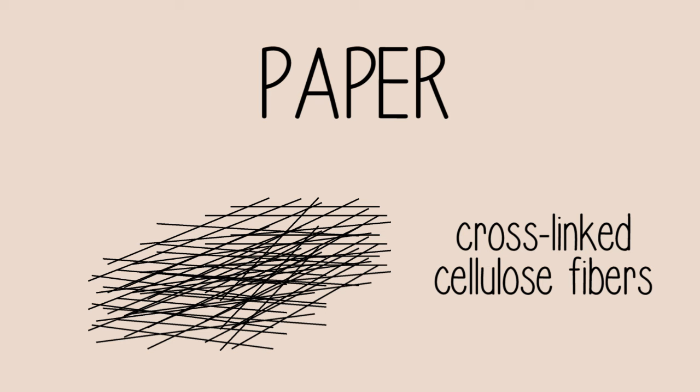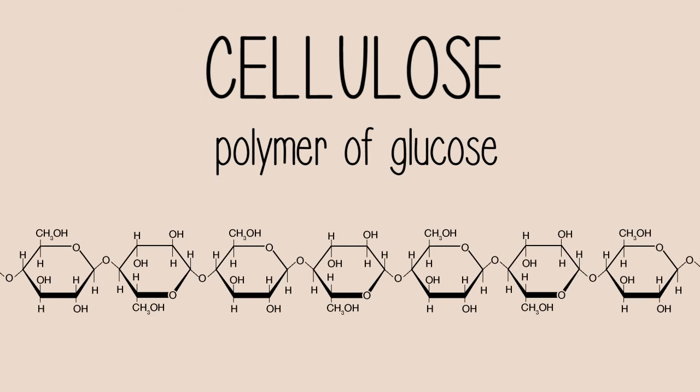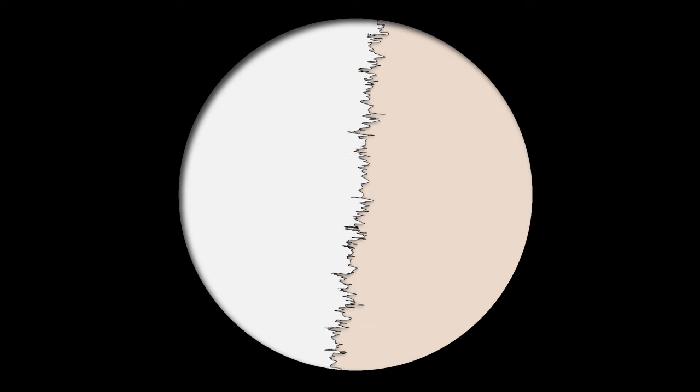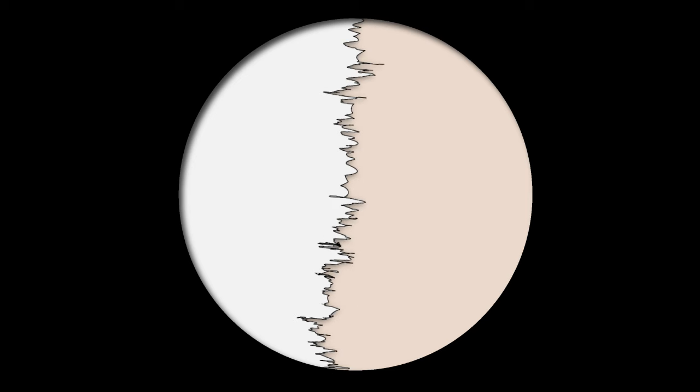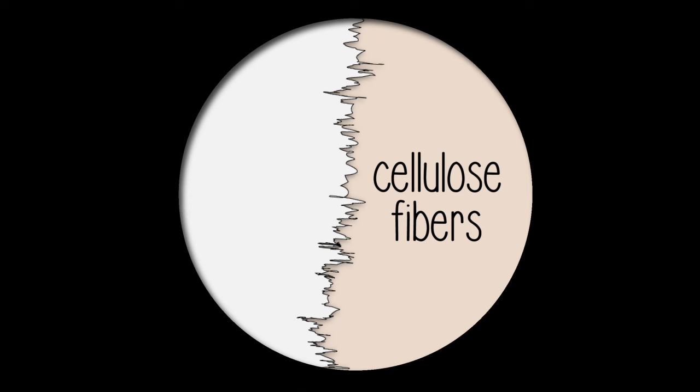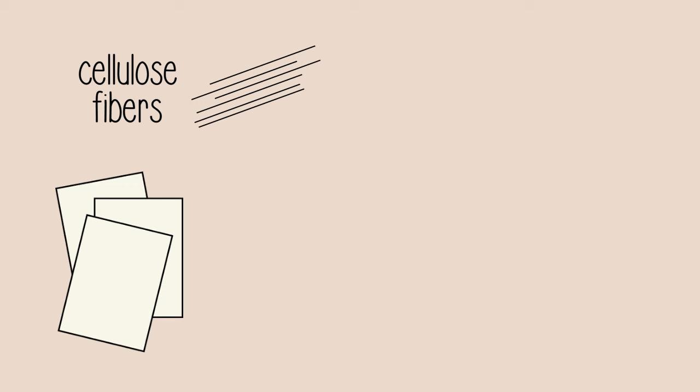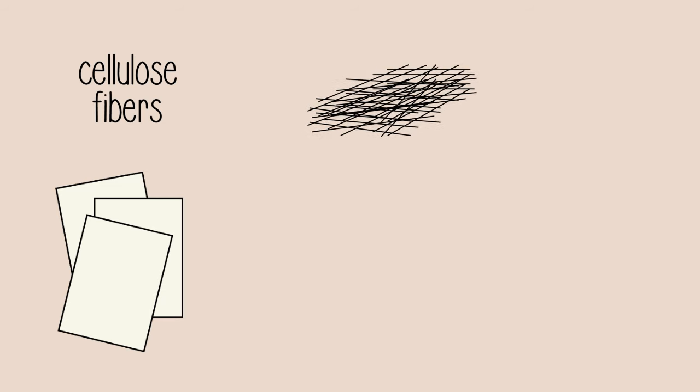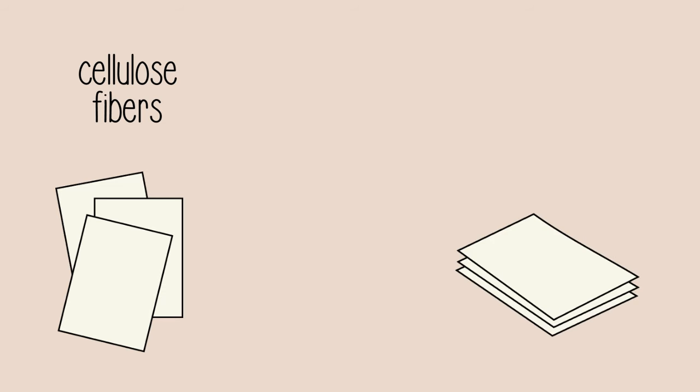Paper is, in fact, layers of cross-linked cellulose fibers. Recall that cellulose is a polymer of glucose monomer units. If you tear a piece of paper and look closely, you will see fine hairs sticking out. These fine hairs are cellulose fibers. When paper products are recycled, these cellulose fibers are merely pulled apart and rearranged into new paper products.